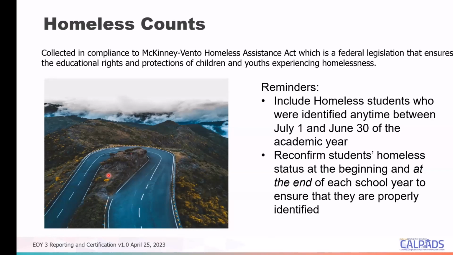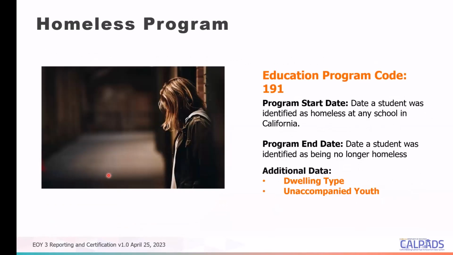Okay. So any form of homelessness, maybe the student is doubled up with another family, in a temporary shelter or in an RV. All of those types of shelters might constitute homelessness. So it is important that you collect all of this, not just for funding purposes, but of course for the benefit of the student as well. So you have program 191 that you submit for homelessness, and you have to identify their dwelling type and if they are an unaccompanied youth.